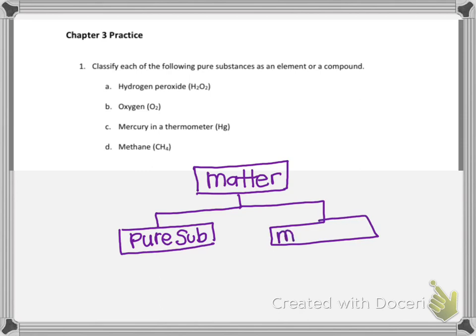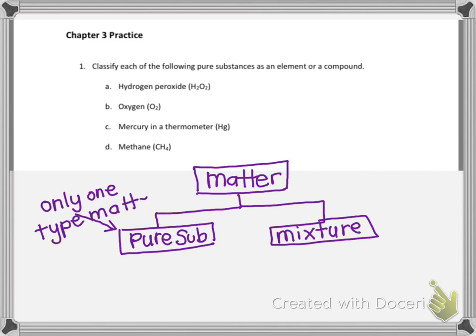So this question has to do with the pure substances side. Now, to be a pure substance, you can only contain one type of matter. And there's two groups that we would classify as pure substances, and that would be elements and compounds.